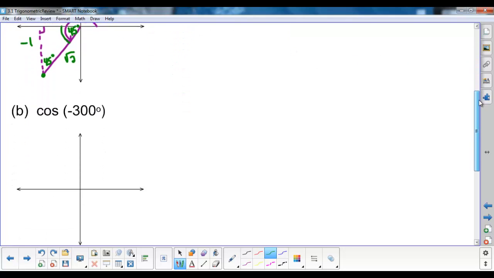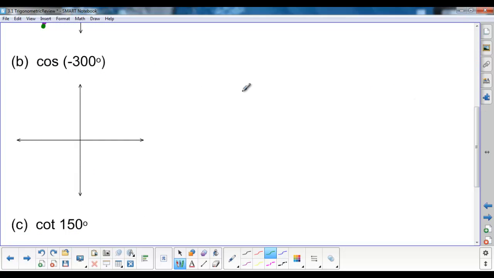Okay, so we'll try that again. So cos of -300. Remember, now what we're going to do is start at the standard position, and we're going to rotate clockwise this time, 300 degrees. So if I go ahead and do that, I end up actually in the very first quadrant, so somewhere around here. Again, drop down that perpendicular to make a right angle triangle.